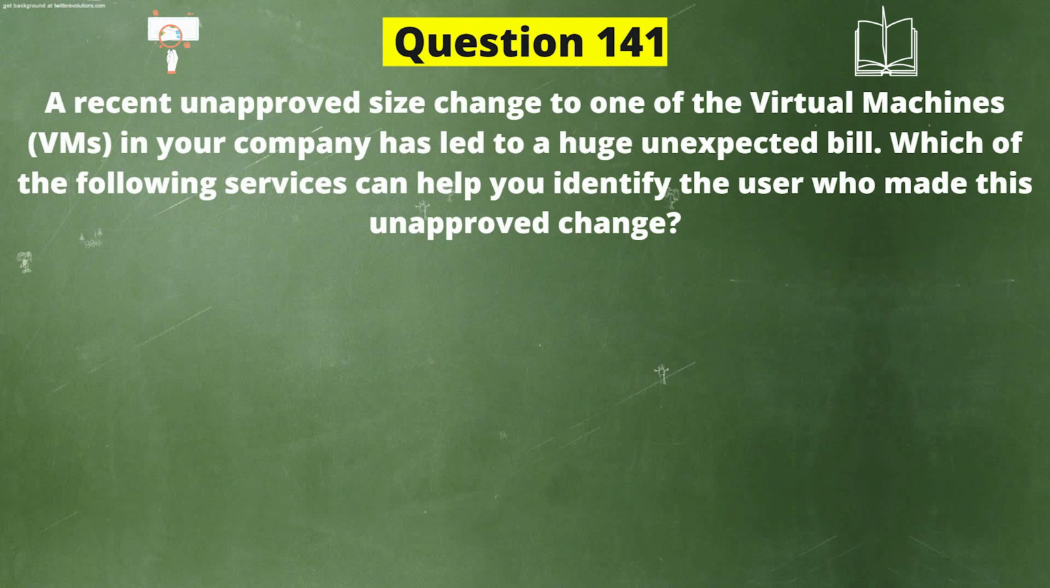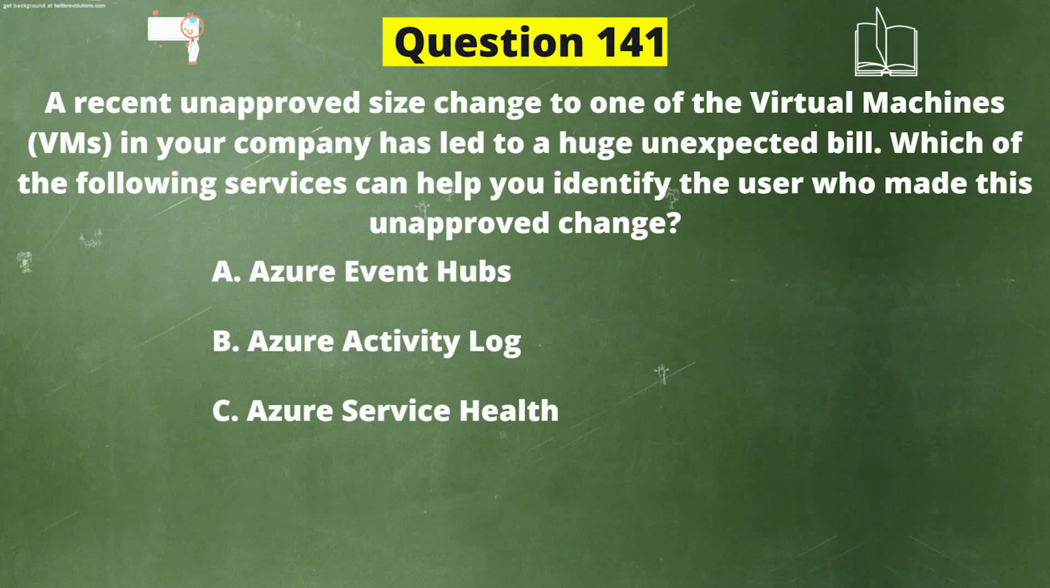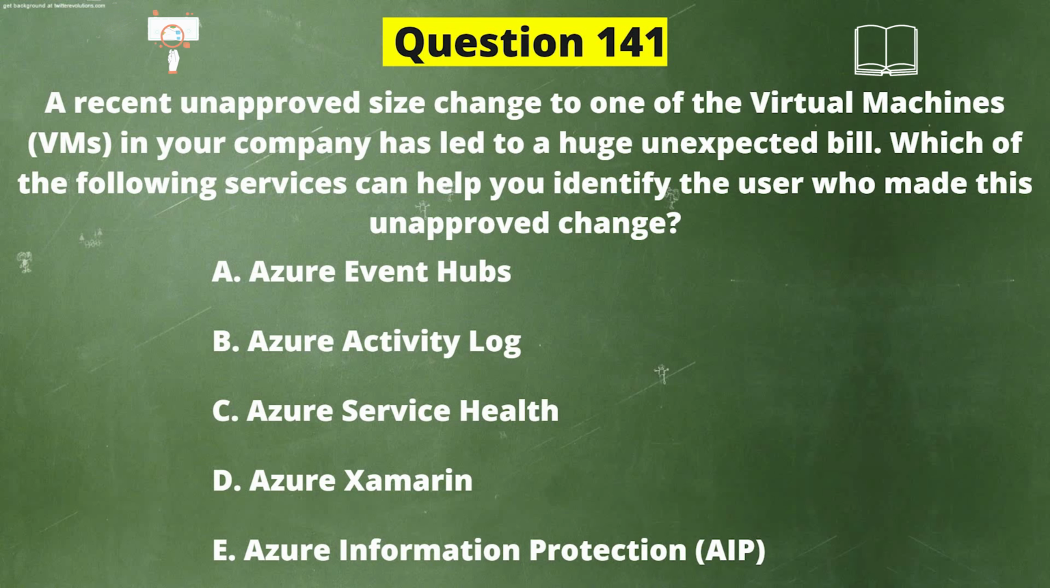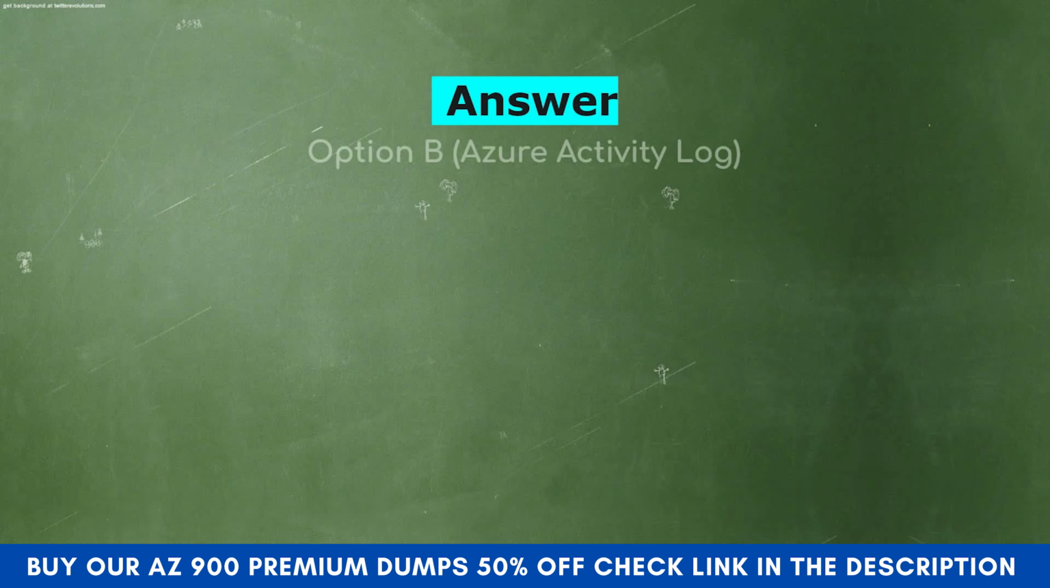Next question. A recent unapproved size change to one of the virtual machines in your company has led to a huge unexpected bill. Which of the following services can help you identify the user who made this unapproved change? Option A, Azure Event Hubs. Option B, Azure Activity Log. Option C, Azure Service Health. Option D, Azure Xamarin. Option E, Azure Information Protection, AIP. And the correct answer is option B, Azure Activity Log.